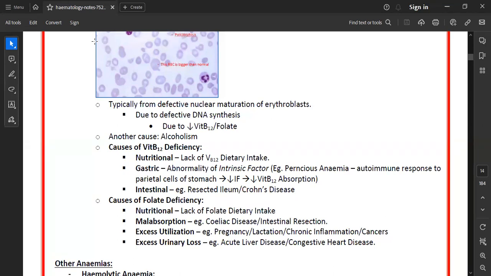So in patients who are pregnant or lactating or have chronic inflammation, the folic acid can be depleted, causing anemia. So for patients who have some of these problems, it's just important to replace or supplement. Excess urinary loss can also lead to folate deficiency, for example, in acute liver disease or in congestive heart disease. Okay, so loss of folic acid through the kidneys.